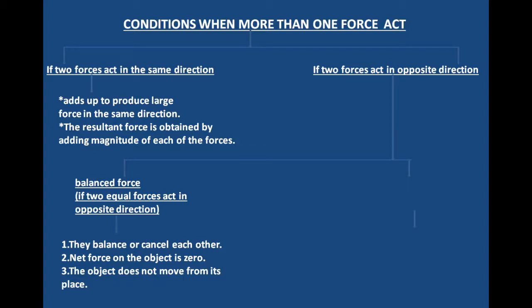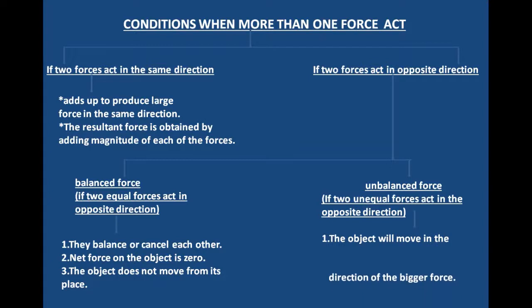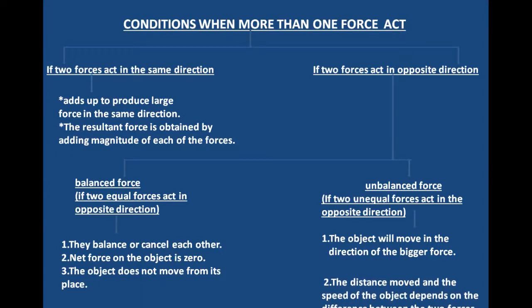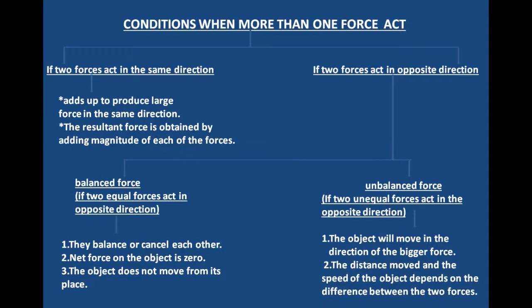Unbalanced force. If two unequal forces act in the opposite direction. If two opposite and unequal forces act simultaneously on an object, the object will move in the direction of the bigger force. The distance moved and the speed of the object will depend on the difference between the two forces.